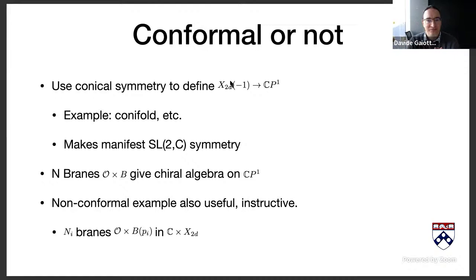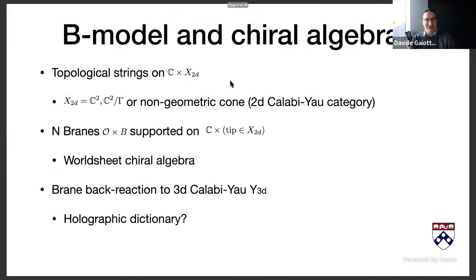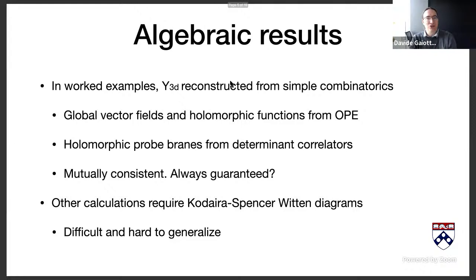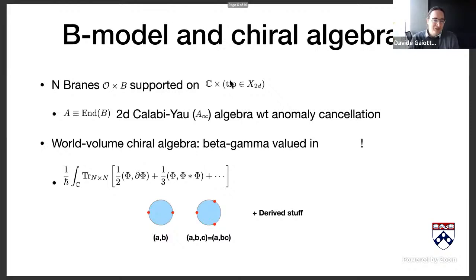Good. And dually, there will be a family of three-dimensional Calabi-Yau geometries where I back-reacted the branes at different locations. The 3D Calabi-Yau geometries will be more complicated, but they'll have the same boundary as the original one. So there will still be a holography dictionary that works. You can still study the holomorphic functions and global vector fields I was discussing, the determinant correlation functions. It's an interesting deformation of the story.